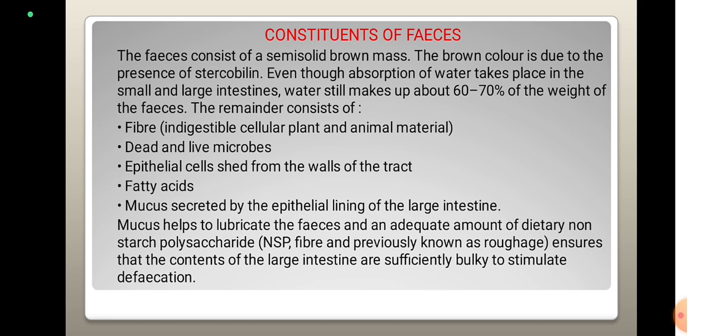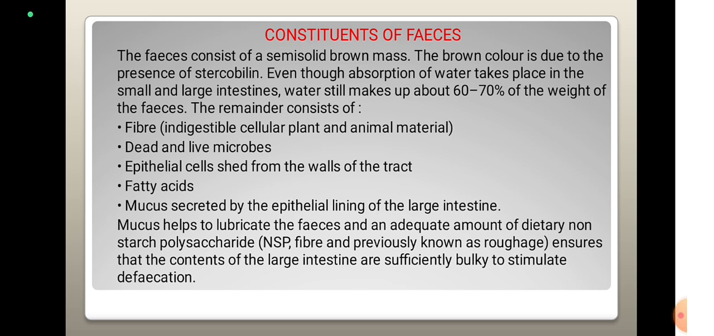Contents of feces. The feces consists of a semi-solid brown mass. The brown color is due to the presence of stercobilin. Even though absorption of water takes place in the small and large intestine, water still makes up about 60 to 70% of the weight of the feces. The remainder consists of fiber, dead and live microbes, epithelial cells shed from the walls of the tract, fatty acids, and mucus secreted by the epithelial lining of the large intestine.